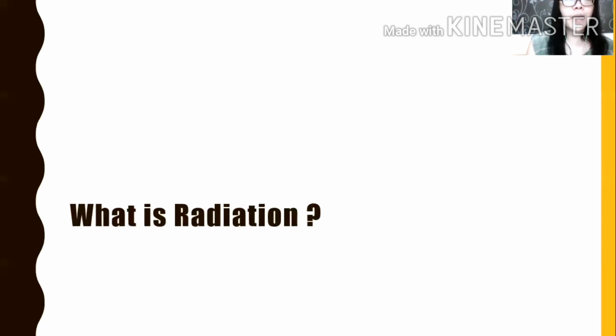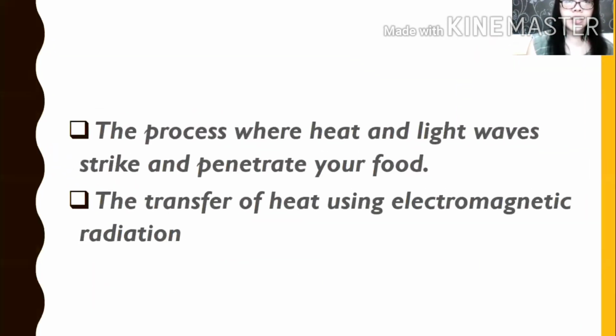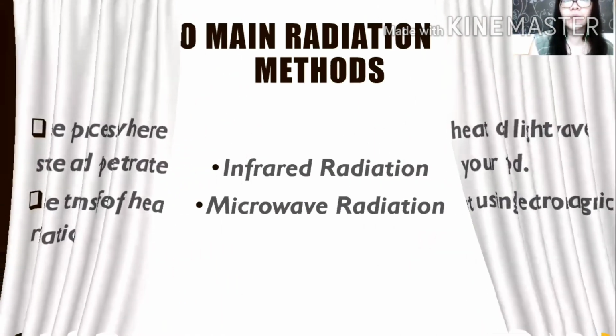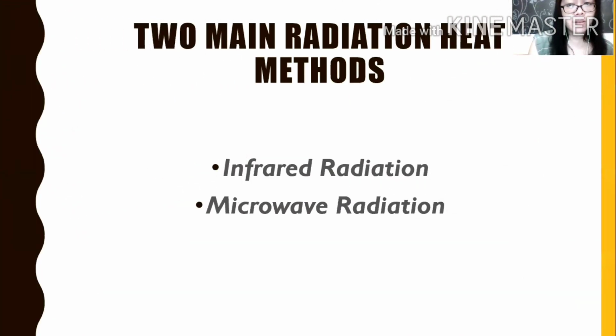Okay, next we have radiation. So are you familiar with the word radiation? So in radiation, heat and light waves strike and penetrate your food, and the transfer of heat is using electromagnetic radiation. So in radiation, basically, we use electromagnetic waves. So we have two main radiation heat methods. First, we have the infrared radiation, and also we have the microwave radiation.